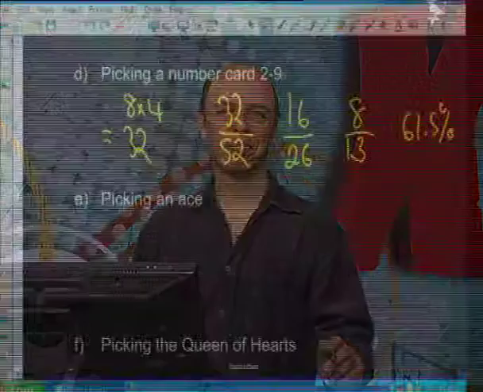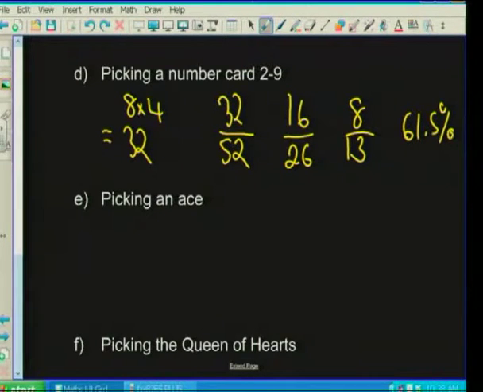Question E says, what's the chance of picking an ace? Well, how many aces are there in the pack? I'm sure you're getting the hang of this now and working with your cards. So here we go. How many aces? There are 4. 4 out of a total number of 52. That's 2 out of 26, or 1 out of 13.